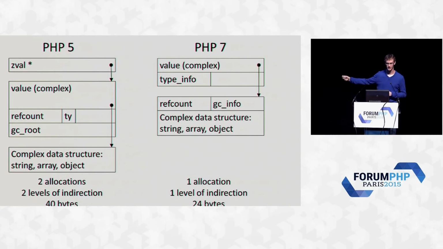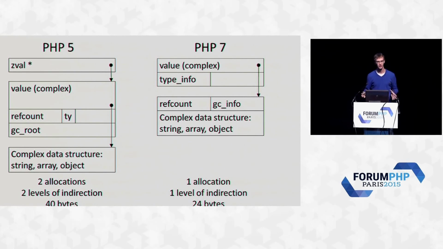Now, if we have a complex data structure, we aren't quite as efficient, so we do have to allocate the complex data structure, and we can't avoid one level of indirection. But we still save at least one level through this. And if you just sum up the sizes of these different parts, then you'll get that it's still smaller even in this case. So that's zvals in general.